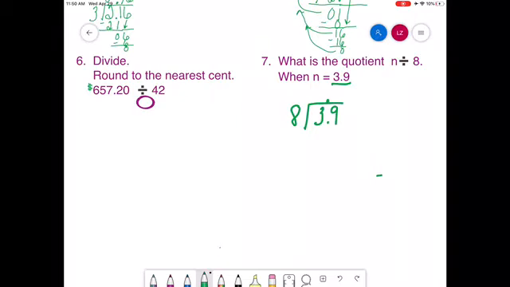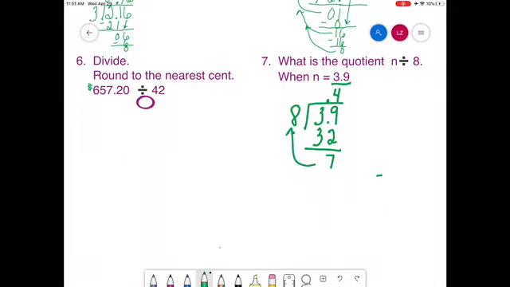8 does not go into 3, but 8 does go into 39. Let's see. 4 times 8 is 32. 5 times 8 is 40. So it can only go in 4 times. 4 times 8 is 32. You have a remainder of 7. So that is less than 8.